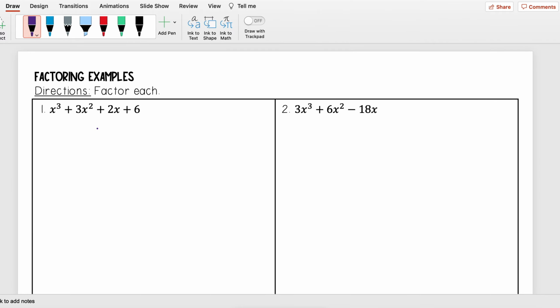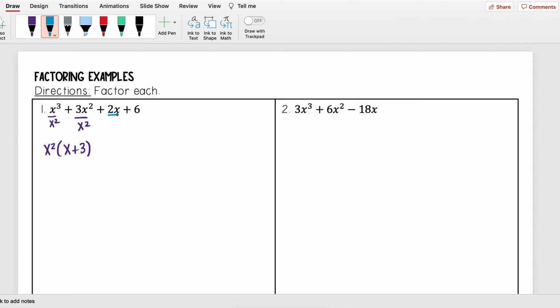So I'm going to pair these off, and I'm going to find the GCF. So the GCF of x cubed and 3x squared, I see that's going to be x squared. And so when I factor that out, I have x squared. X cubed divided by x squared is x, and then plus 3. And now I'm going to do the same thing with this second pairing.